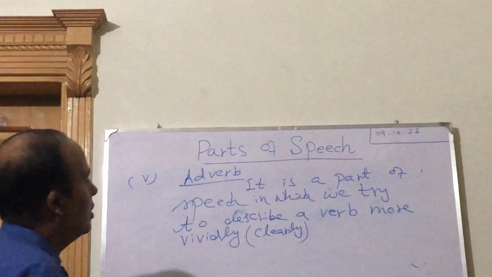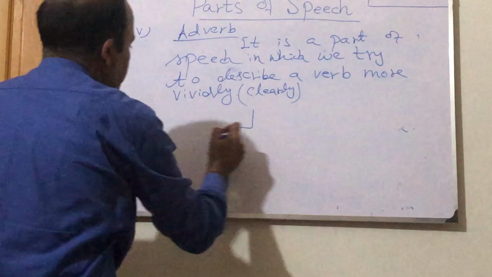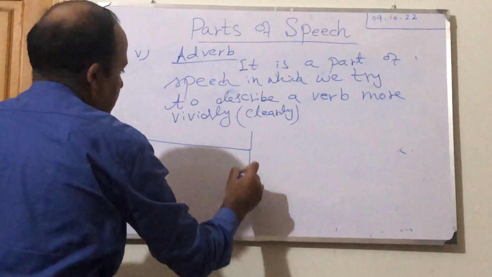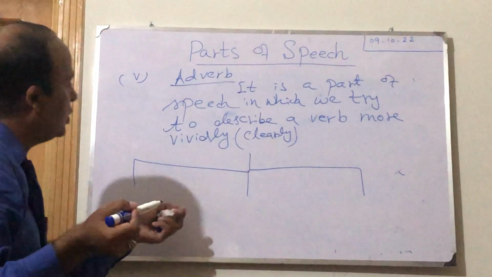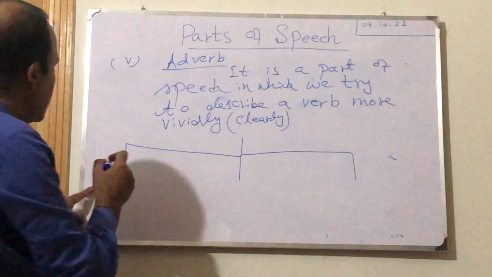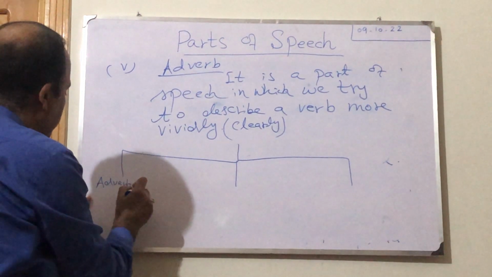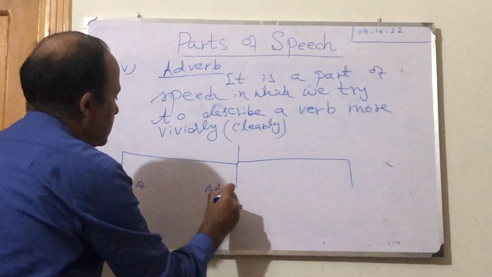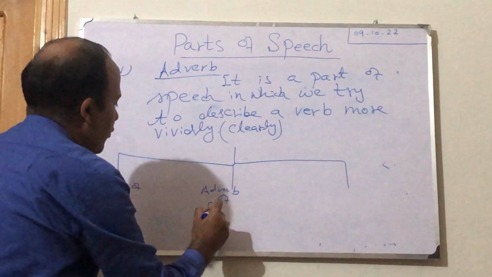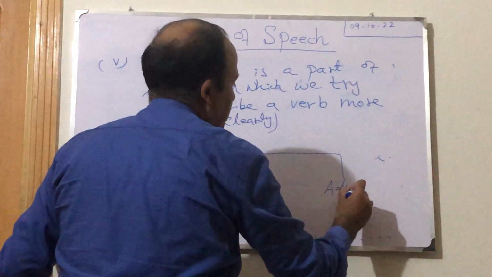Alright. Okay. Now, as far as adverbs are concerned, adverbs have 3 main categories, although they have more than that. But in this particular video, I'm talking about only 3 categories. Adverb of time, adverb of place, and adverb of manner. The third category happens to be adverb of manner.